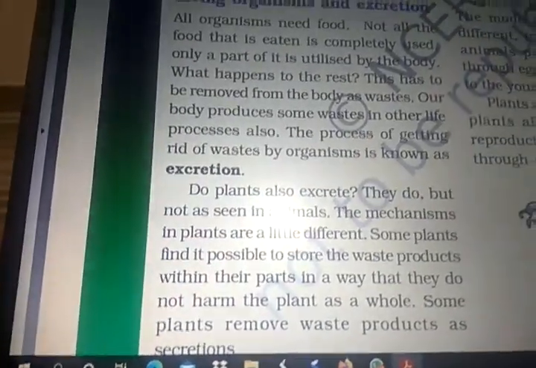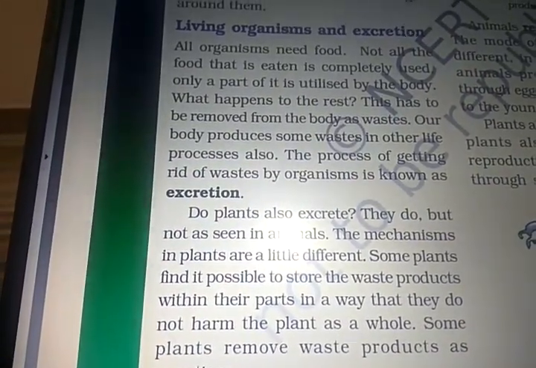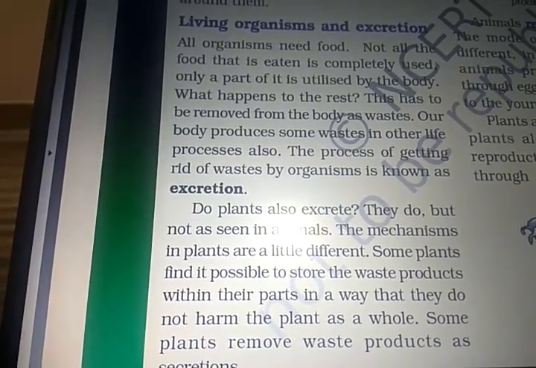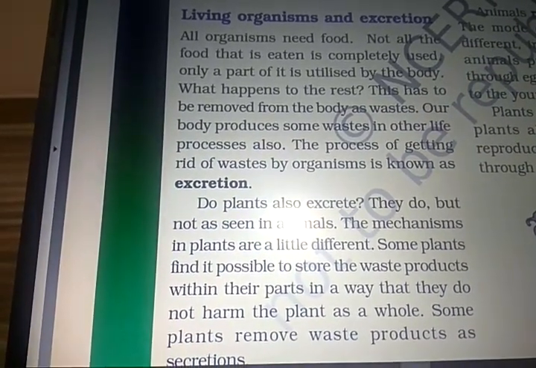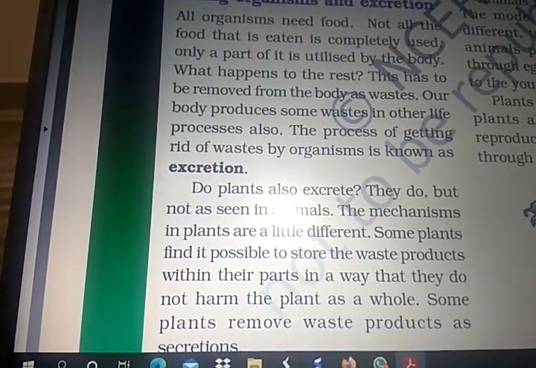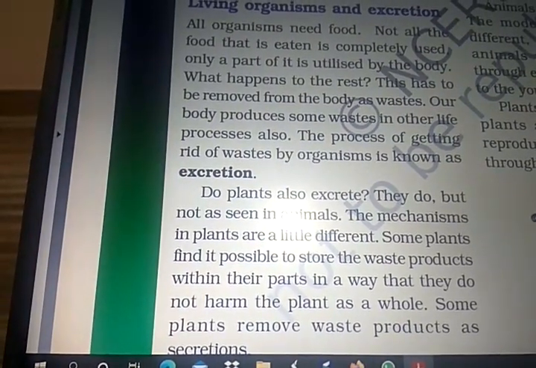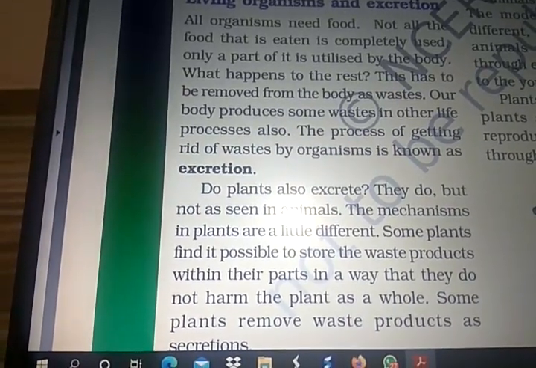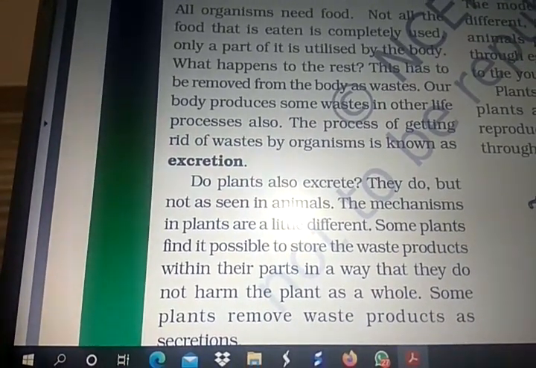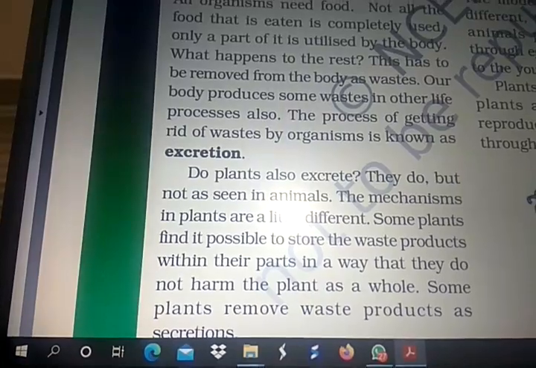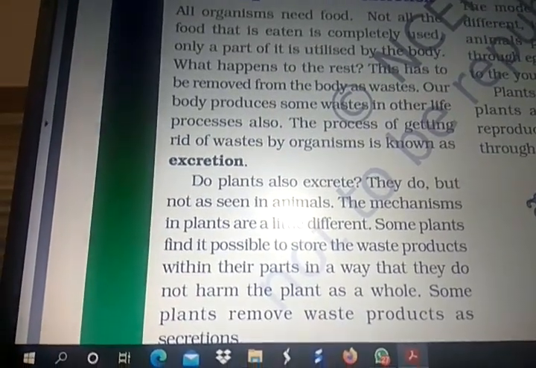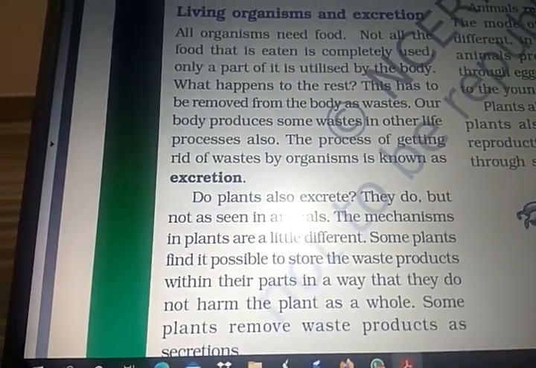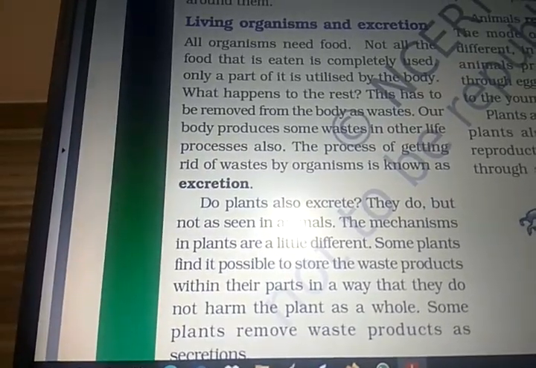So do the plants also excrete? Right, they do, but it is not seen as in animals. The mechanism in plants is a little different. Some plants find it possible to store the waste products within their parts in a way that does not harm the plant as a whole. Some plants remove waste products as secretions. Means plants also release excretions, right?